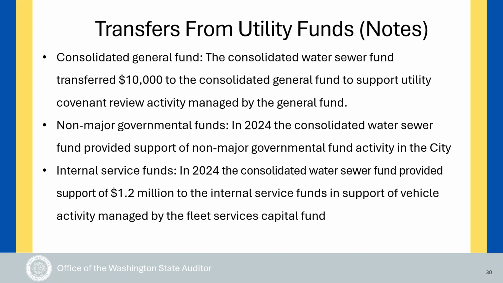The second is a transfer to the non-major governmental funds to support the non-major governmental funds. This could be a compliance issue because the utility funds are restricted to utility purposes and general support could be incorrect. The third one concerns the Fleet Services Capital Fund. The support of vehicle activity sounds like the utility funds use the vehicles that were in the service fleet and need to pay the service fleet. This would be a standard expense in the utility funds and a revenue in the appropriate internal service fund.